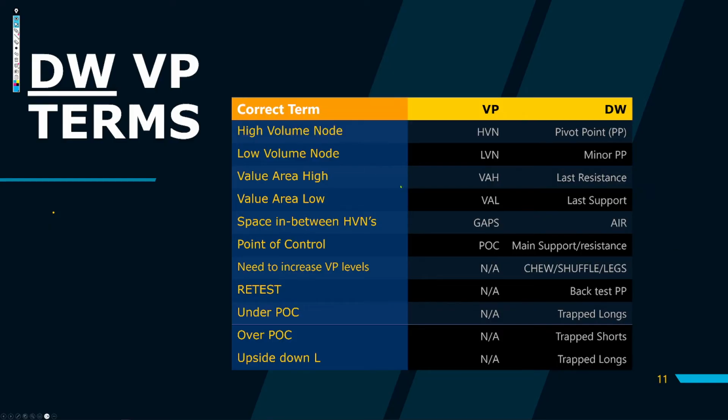All right, let's keep going. The correct term, you're going to hear, is high volume node, HVN. For me, I call these pivot points. Low volume nodes, I call them minor pivot points. Value area high, I call that like the last resistance. I'll say, guys, if we get over these, we're going. And here, I'll show you an example of that.